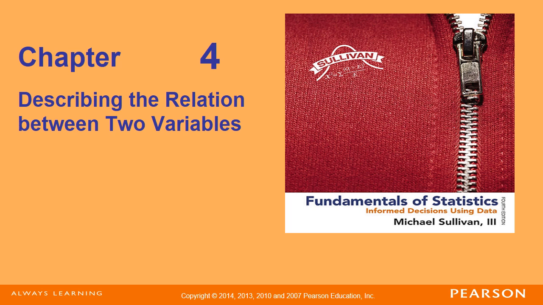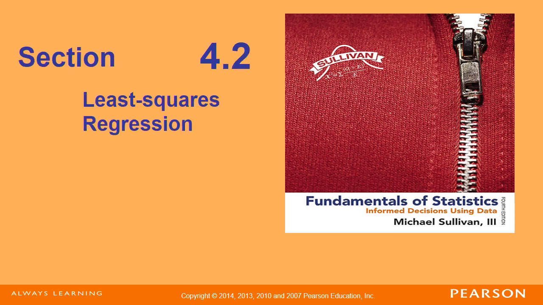Hello again. So we are still in chapter 4. We're going to talk a little bit more about chapter 4, which is describing the relation between two variables. In section 4.2, we'll be talking about least squares regression.